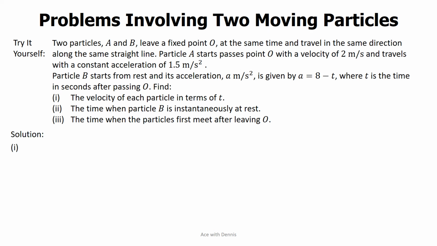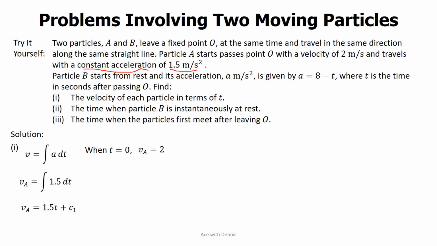Here is the solution. For part 1, to find the equation of the velocity, we need to integrate the equation of acceleration. So V equals integration of A dt. So for VA, it is integration of 1.5 dt, because in the question, it mentioned that the particle A accelerates at a constant rate of 1.5 meters per second squared. Therefore, it is integration of 1.5 dt. Hence, VA will be 1.5t plus C1.